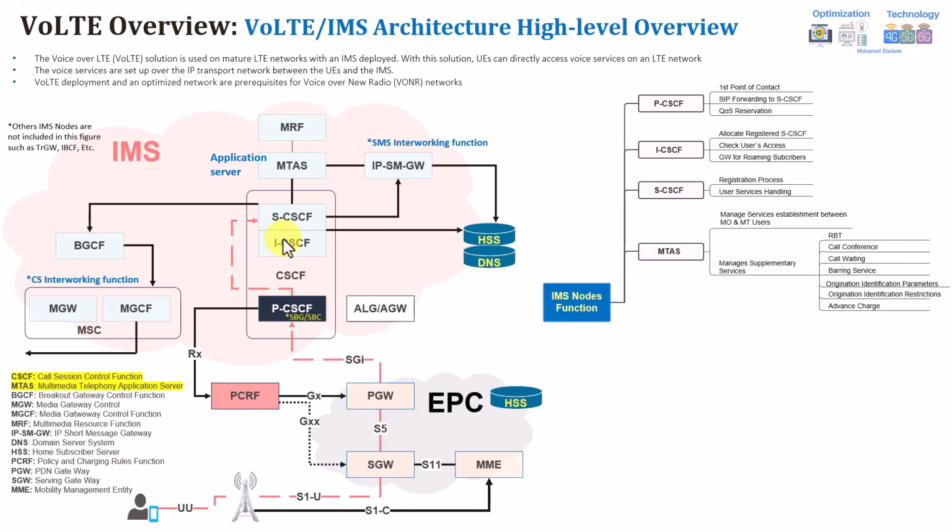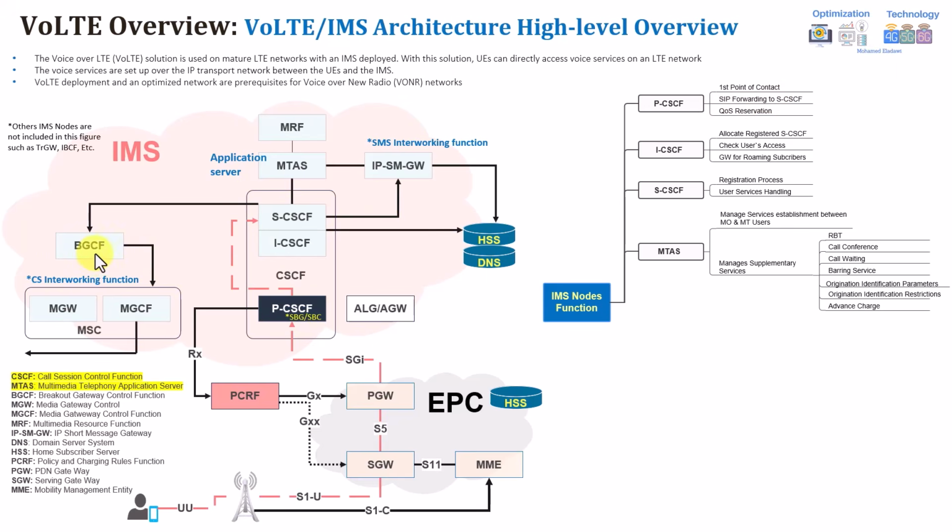And then it manages a lot of supplementary services, as you can see. For example, the first one is RBT, the ring back tone. If you have a ring back tone, it will be addressed by the MTAS as well. If you have call conference, also by the MTAS. Call waiting, barring service, and so on. Also, if there are any restrictions or specific parameters applied for a particular user, these will all be handled by the MTAS, which is very important. Again, it manages all the supplementary services. The most common ones we always know are ring back tone, call conference, and call waiting.